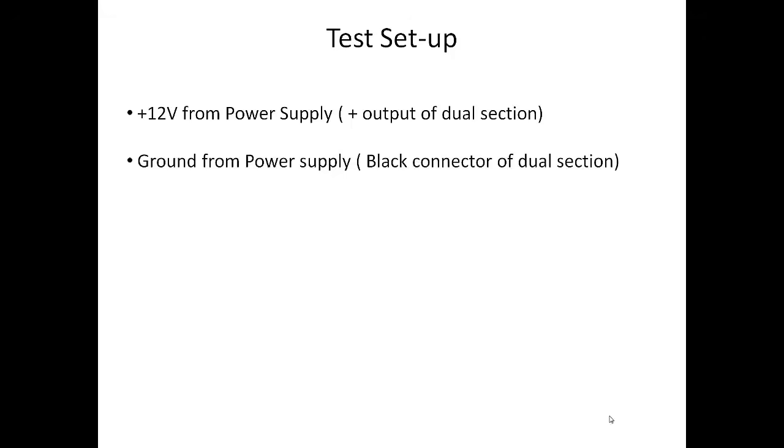For the next few circuits, you will be using the 12-volt power supply. Use the plus output of the dual section for 12 volts. The ground from the power supply should come from the black connection of the dual section. You will use the digital multimeter to make current and voltage measurements.